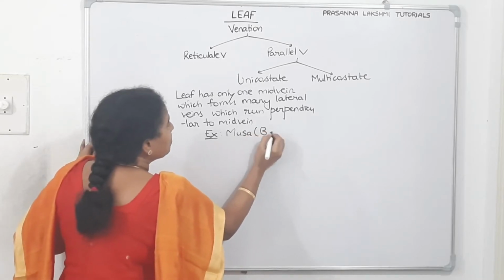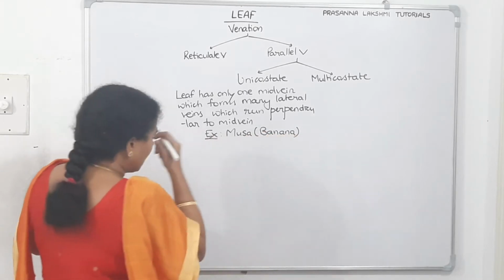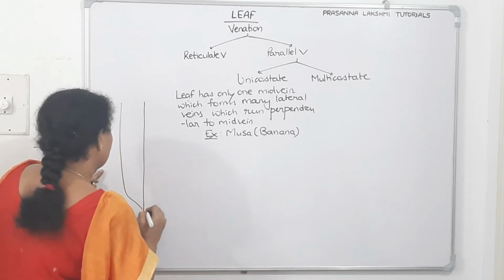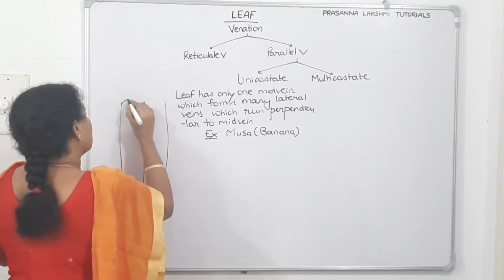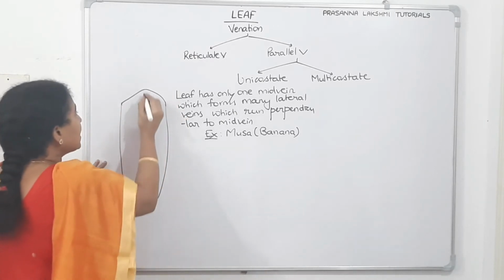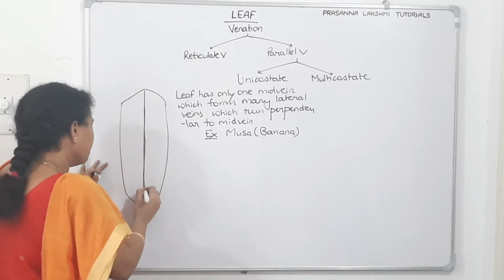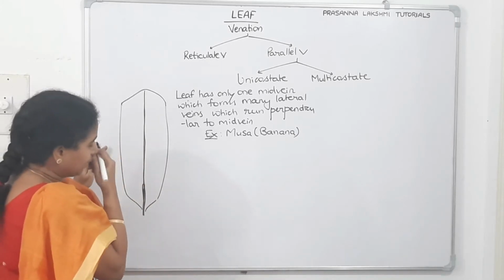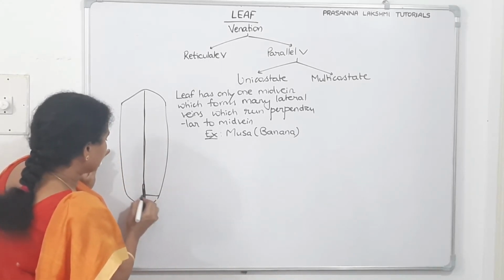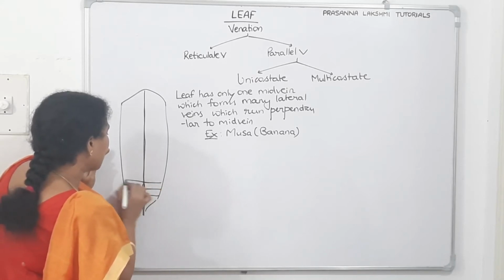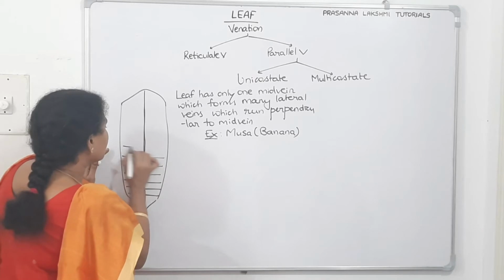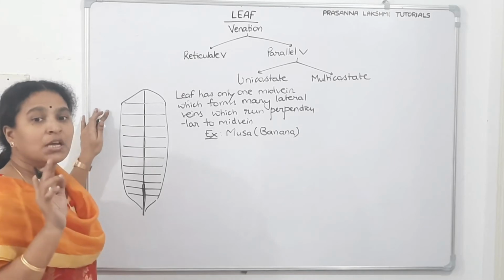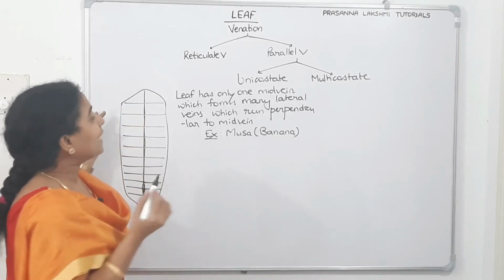Musa means banana. Now if you see the banana leaf, it will be like this. This is the midvein. Now this midvein makes lateral veins which are perpendicular. Perpendicular means like this, like this. So these are perpendicular veins running from the midvein. Such a type of venation is called unicostate. Unicostate is also called pinnately parallel.